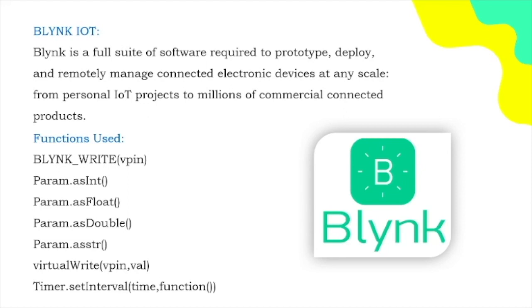Then Blynk IoT app. Blynk IoT app is a full suite of software required to prototype, deploy, and remotely manage connected electronic devices at any scale. The scale ranges from personal IoT projects to millions of commercial connected products. So, the various functions used in Blynk IoT are Blynk_WRITE, then param.asInt, param.asFloat, param.asDouble, param.asStr, then Virtual Write, V-pin slash val, then the timer setInterval function.